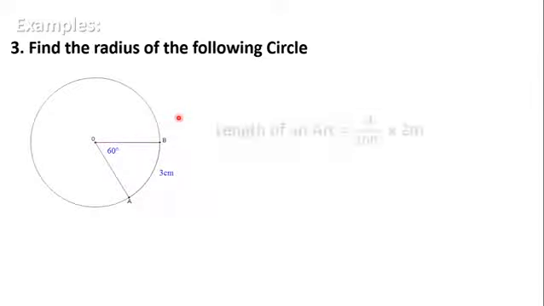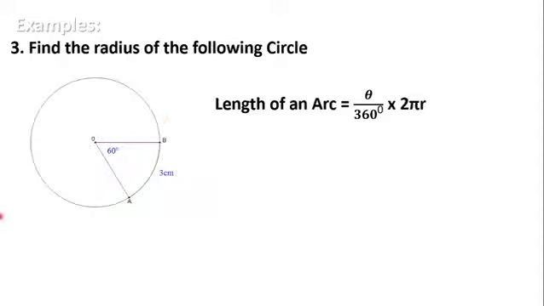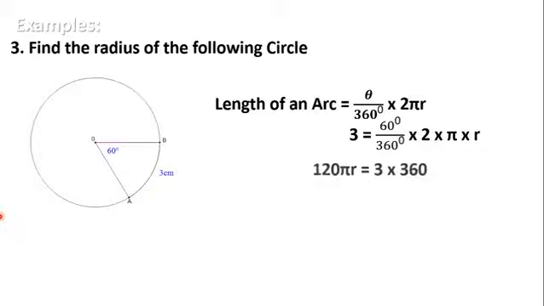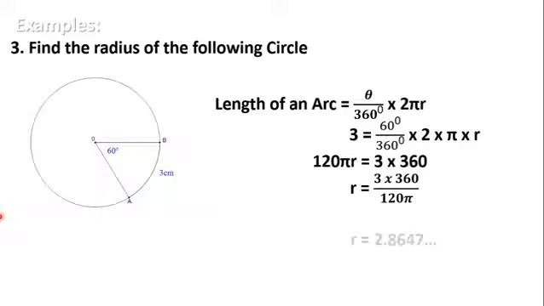The length of an arc is theta over 360 times 2 pi r. In this case the length is 3, so that would be equal to 60, which is the angle in the middle, divided by 360 times 2 pi r. And then we cross multiply. Here you have 60 by 2, so you have 120 pi r is equal to 3 times 360, and then you divide both sides by 120 pi, and the final answer for our r will be 2.8647. It goes on, and we make it to 1 decimal place. That will be 2.9 centimeters to 1 decimal place.